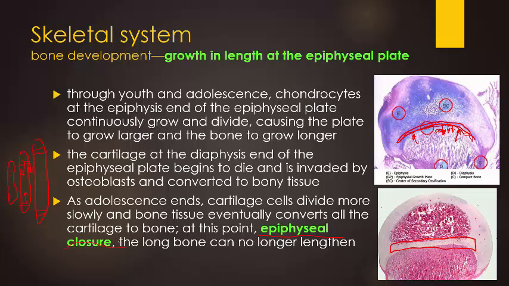And at the point where there is no cartilage left, it's all been converted to bone, then the long bone can no longer lengthen. And so for men, this happens late in adolescence, between the ages of like 18 and 21, 22. And for women, it happens much earlier, between the ages of like 14 to 16, are kind of the points at which most young women have finished any growth in bone length.